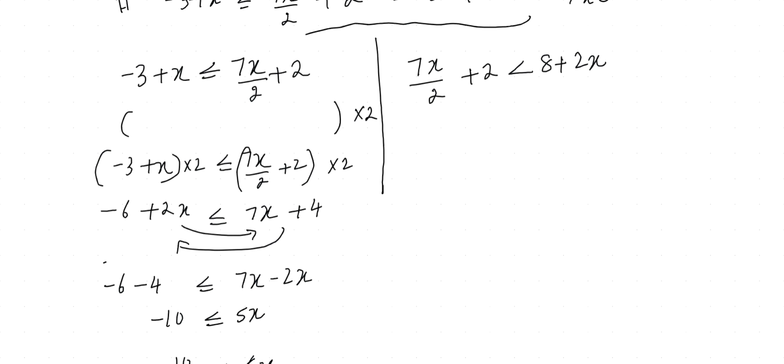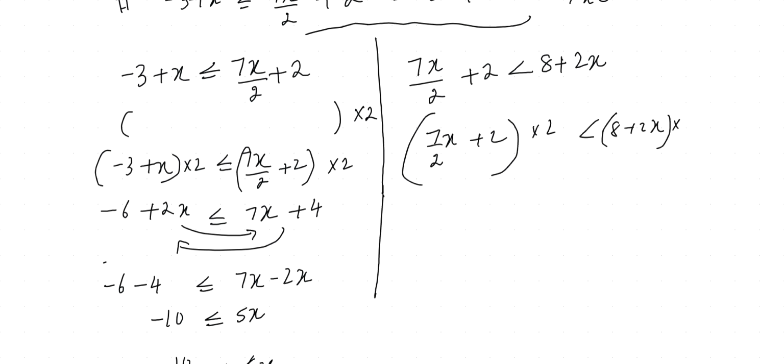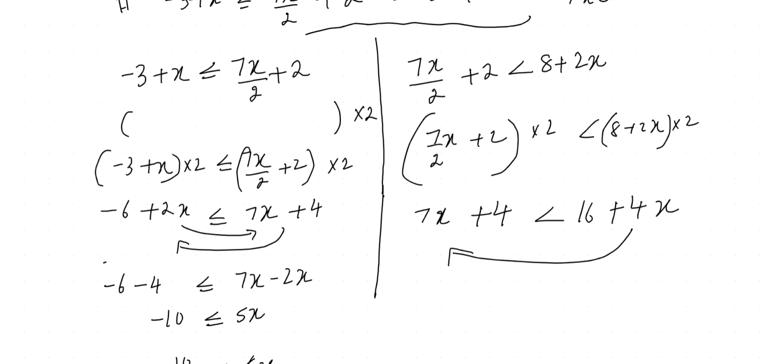Same thing, you have 7x by 2. So the best thing is to multiply both sides by 2. And you're multiplying with the positive number. So the inequality is unaffected. So you get 7x by 2 into 2 is 7x plus 4 less than 16 plus 4x. And you can take the 4x to the other side. It becomes 7x minus 4x is 3x. 16 minus 4 will be 12, or x is less than 4.